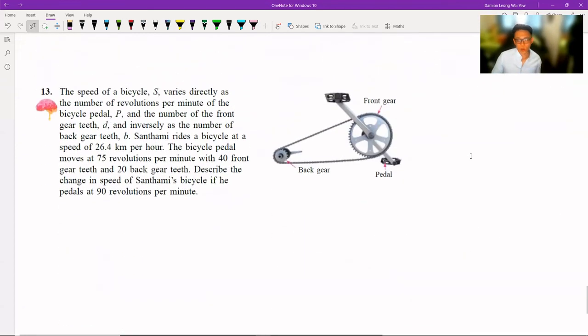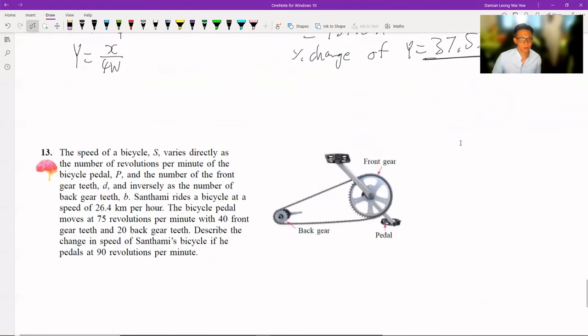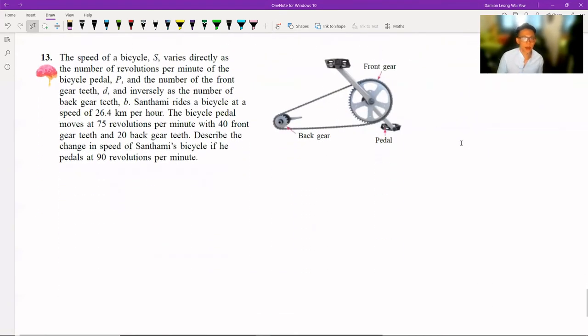Now, let's look at question 13. Speed of a bicycle S varies directly as the number of revolutions per minute of the bicycle pedal P, and the number of front gear teeth D, and inversely as the number of back gear teeth B. S equals K times P times D over B. Inversely goes below, directly goes on top.